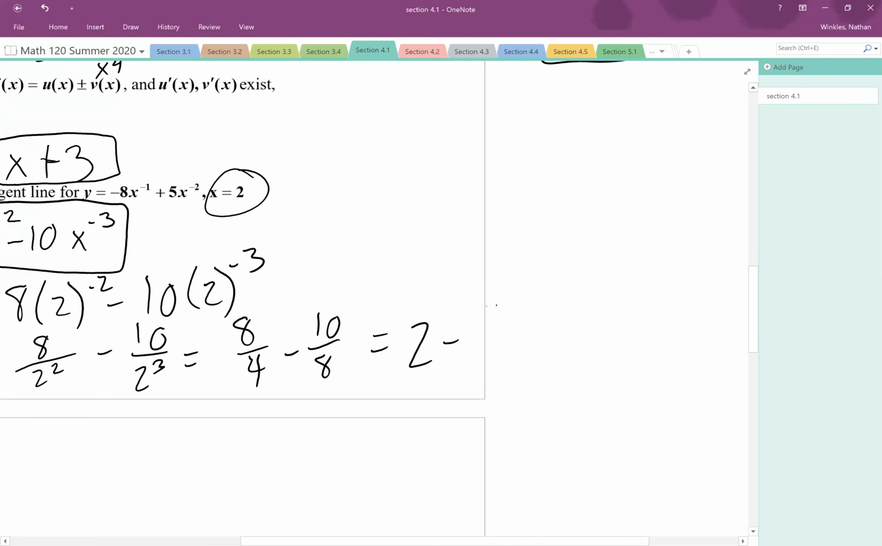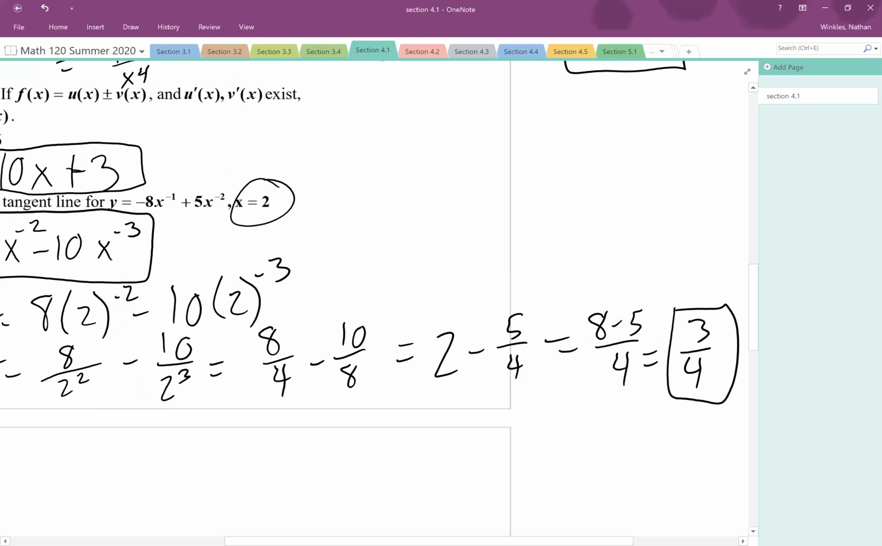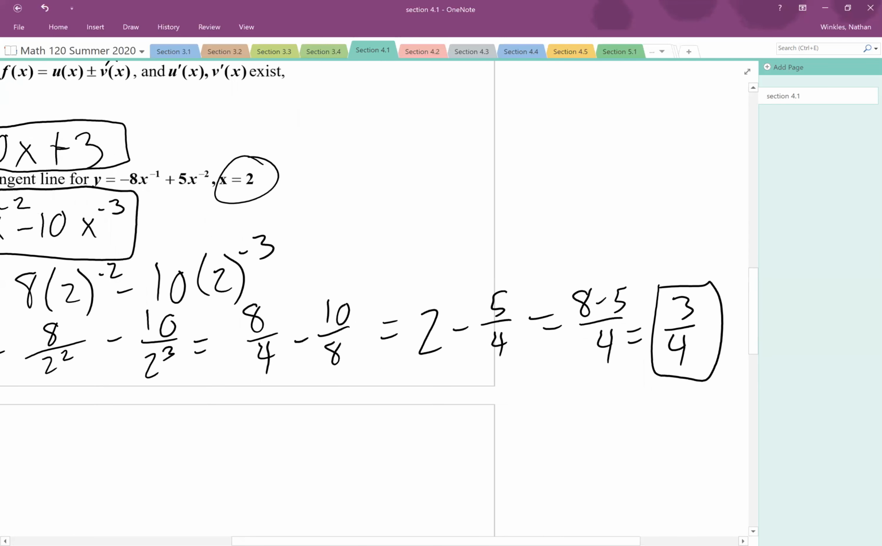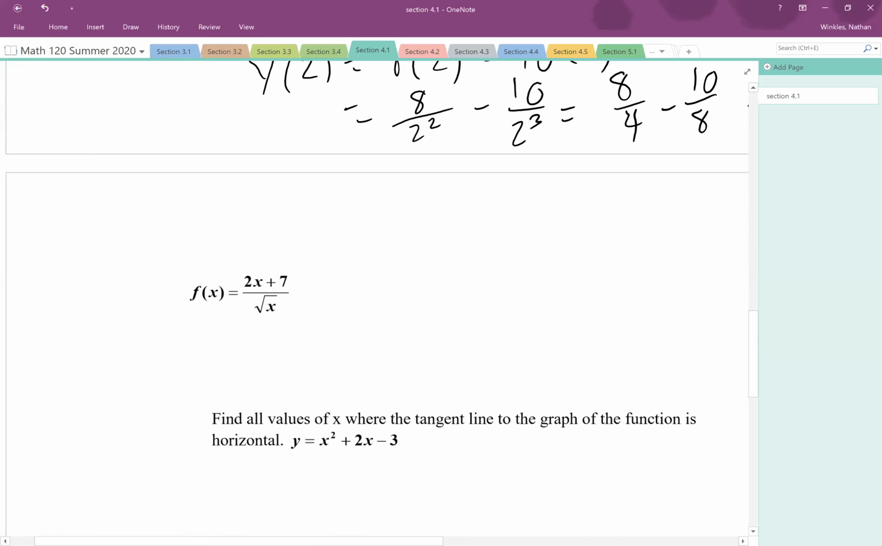So 2 minus 5 over 4, which gives us 8 minus 5 all over 4, or 3/4, as the slope of our tangent line. Notice it didn't ask for the tangent line, it asked for the slope, which is all we need to do there.